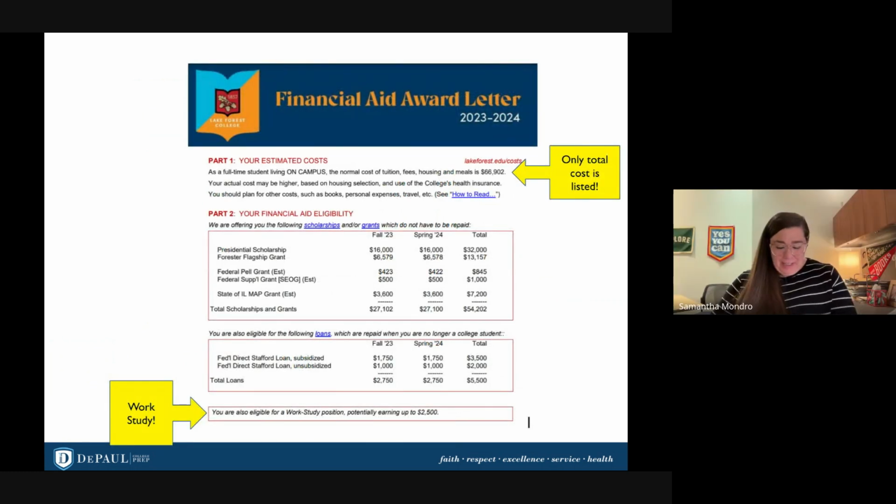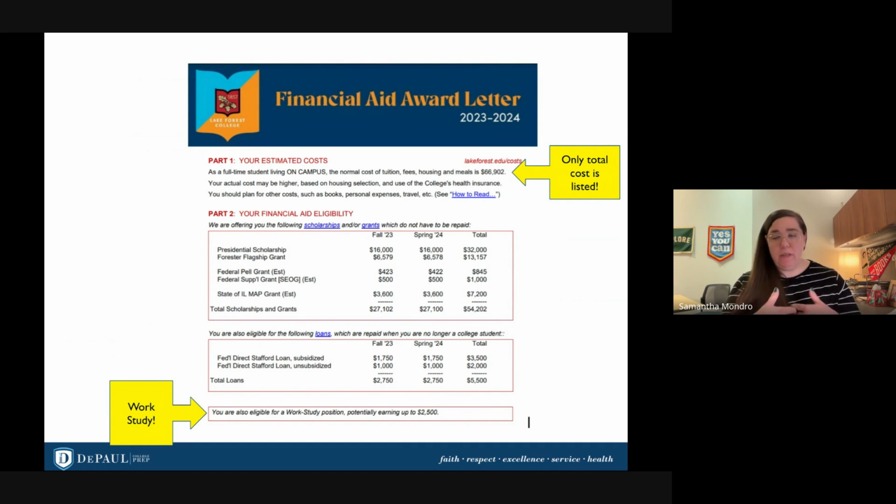All right, so we're going to take a look at an award letter from one of our neighboring schools up to the north of Chicago at Lake Forest. This letter is pretty straightforward to read, except it doesn't break out the total cost, and it's all just listed into one lump number. So it's not broken down by tuition and fees, room and board.